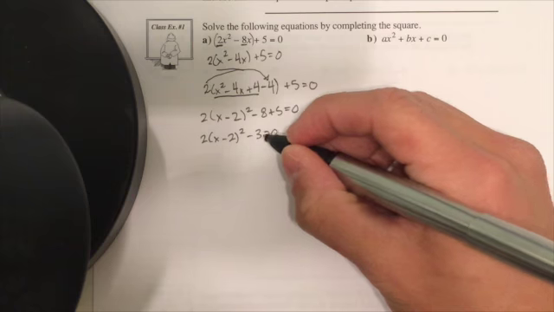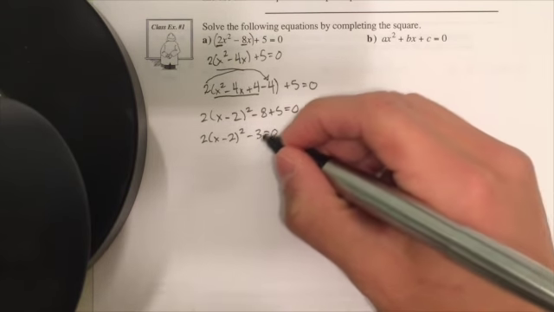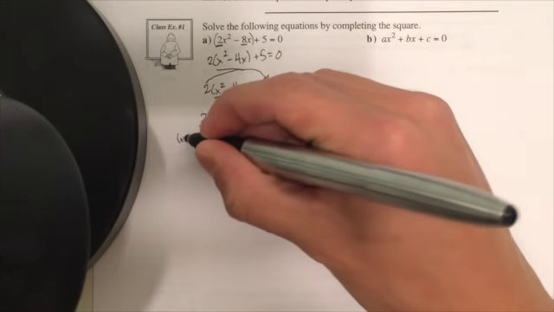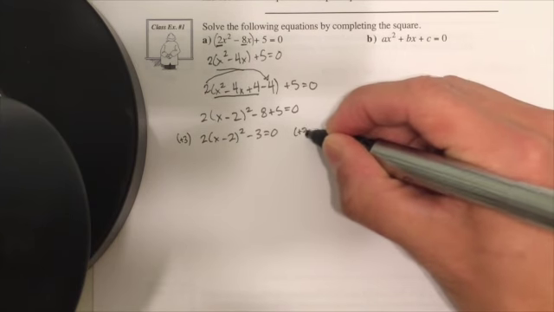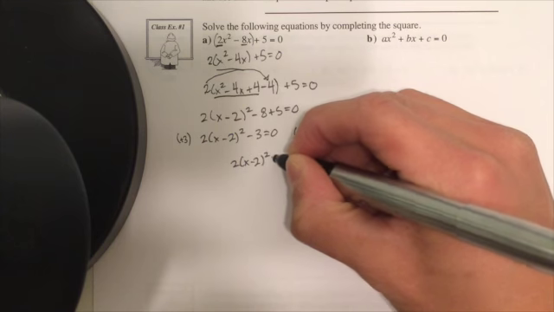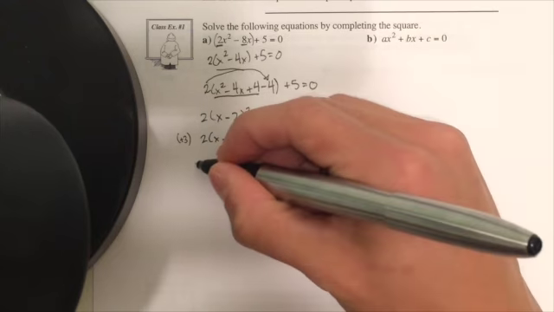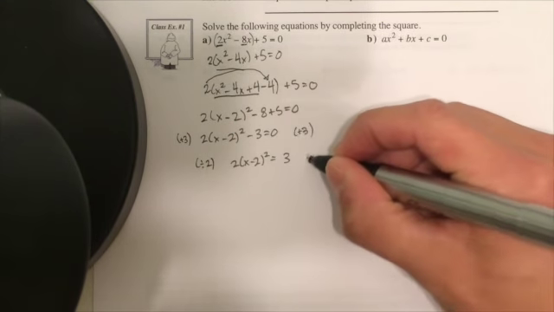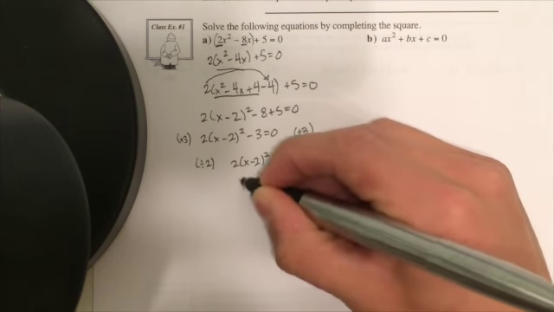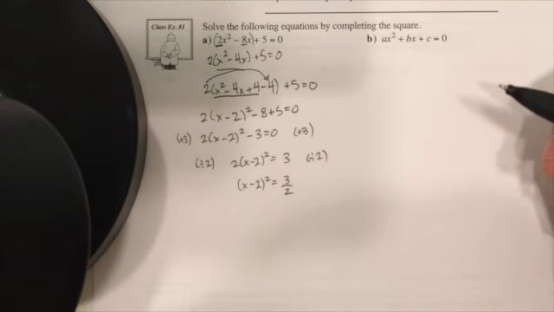Okay, and now what we can do is we can bring all of our like terms to one side, or our non-like terms to the other side. So if I add 3 to both sides, add 3 here, and add 3 here, I'm going to be left with 2 times x minus 2 squared is equal to positive 3. And then I'm going to divide this 2 out in order to balance out the rest of this equation. So divide both sides by 2 to get rid of this guy, and this is going to be left with x minus 2 squared is equal to 3 halves, or 3 over 2.